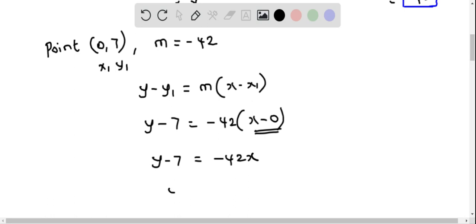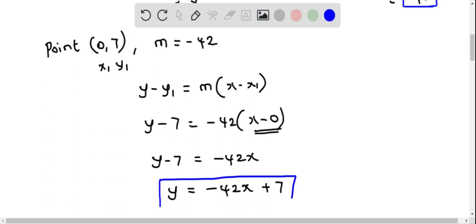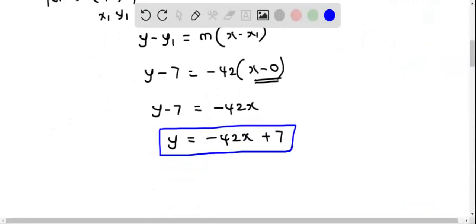Now we add 7 to both sides, so we get the equation of the tangent line: y equals negative 42x plus 7. So this is the equation of the tangent line to the graph of f of x at the point (0, 7). And therefore answer choice A is correct.